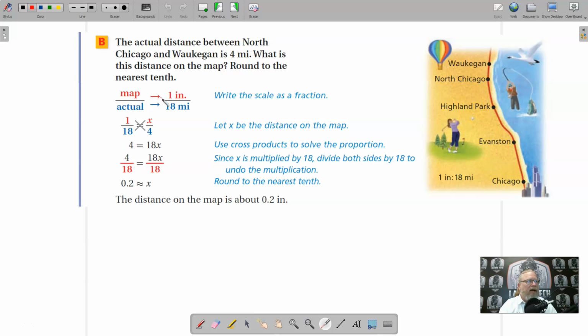So we have the map to the actual miles. Again, as 1 inch is to 18 miles. So we'll set that up there. And then the actual distance in real life is 4 miles. Right. So we'll put in the 4 there. And the distance on the map is the unknown. So 1 times 4, multiplying our extremes, is 4. Now multiply our means. 18 times x is 18x. Divide both sides by 18, that we see right here. And that would leave us just x on the right. And 4 divided by 18 is approximately 0.2. So the distance on the map is about 0.2 of an inch.